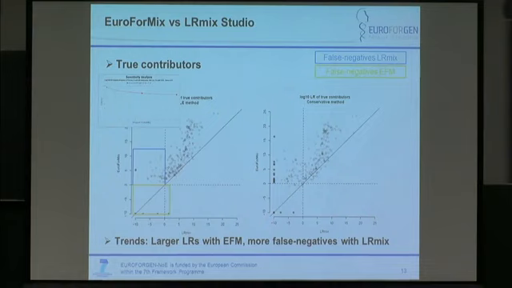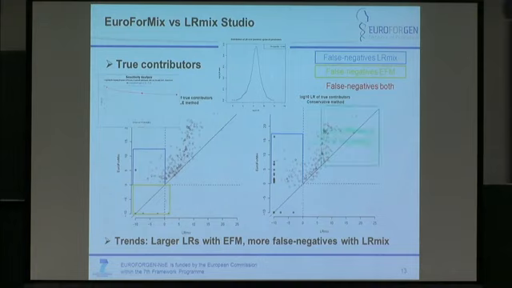And then we compared that with the conservative method that we use, where for LRmix we take the 5 percentile of the dropout range, and with Euroformix we simulate across the parameter space and again take a 5 percentile, and that gives us a more conservative measure, which I have there. And as you can see, the number of false negatives that you get with LRmix are increased, and there's a small increase as well in the number of false negatives that you get with EFM.